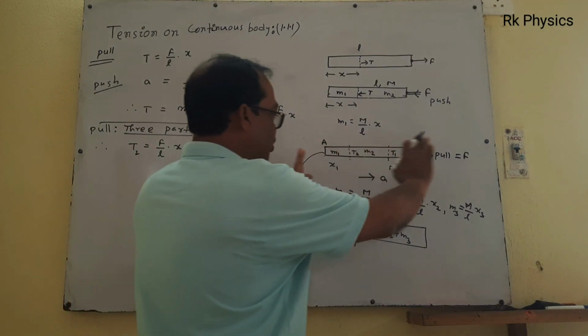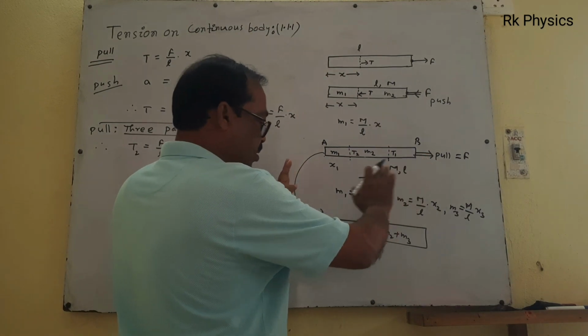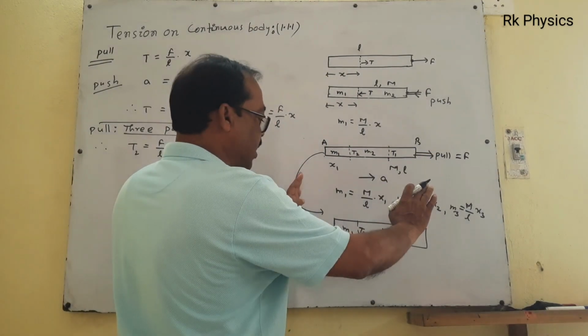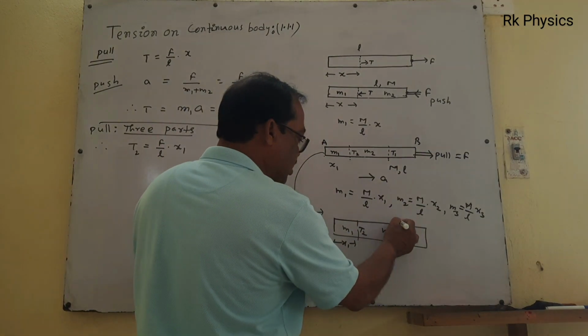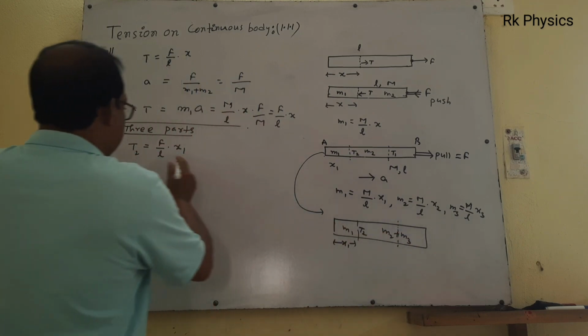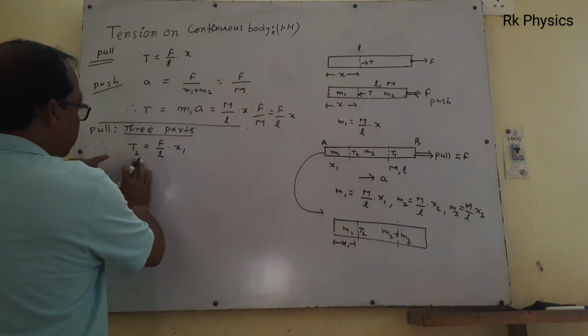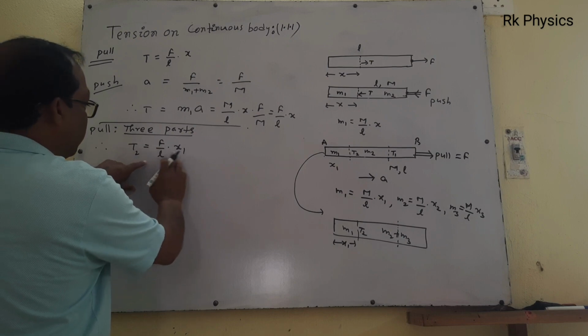Now the system is moving towards right. Mark, the system is moving towards right side. Then you take the second section. Okay. So T2 is F by L into x1.